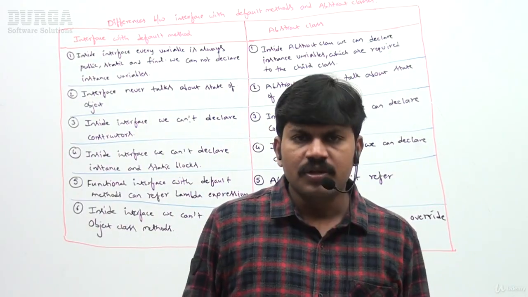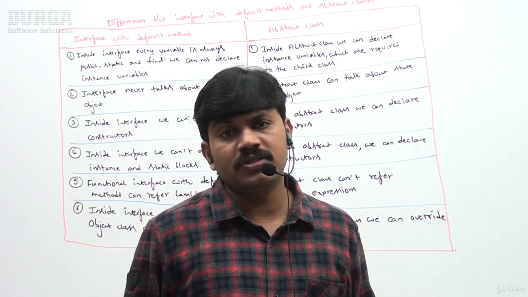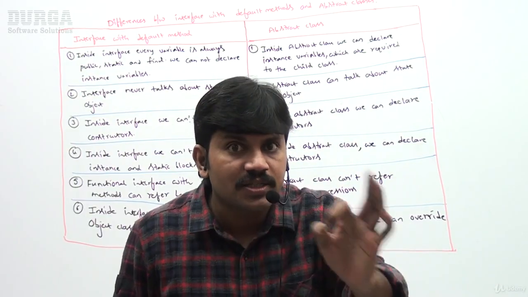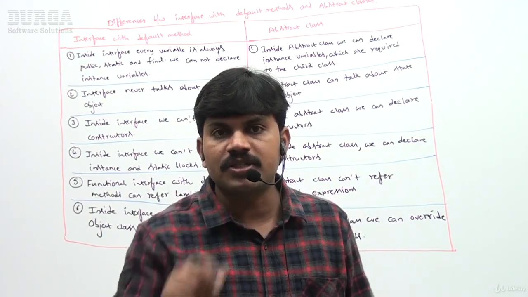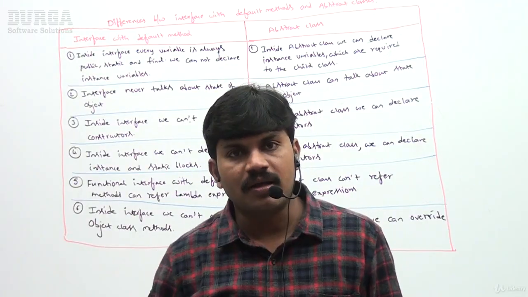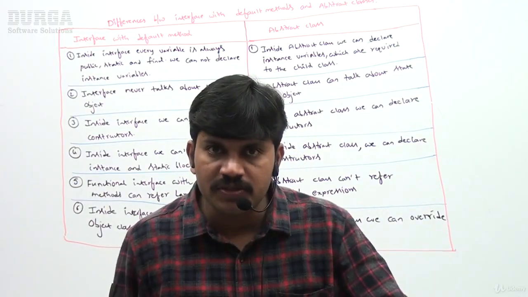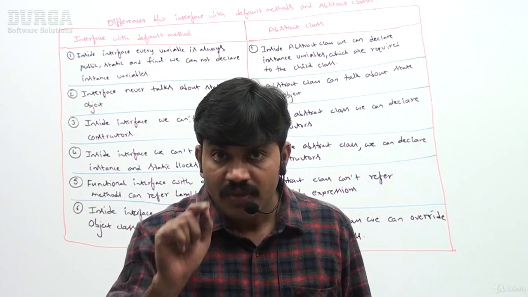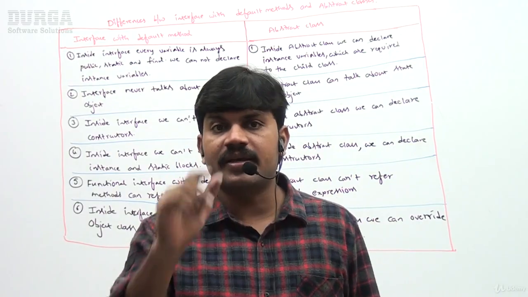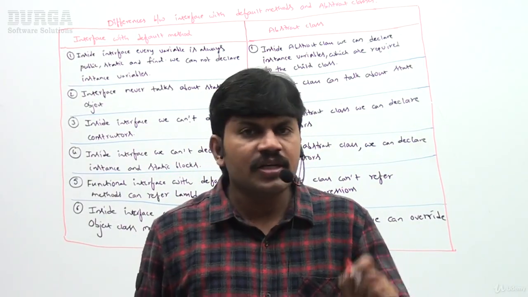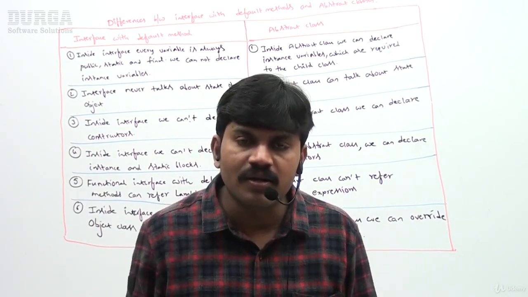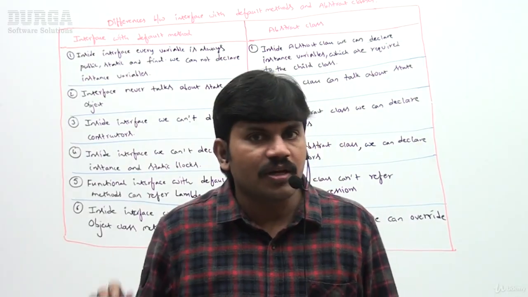Best example: inside an interface, every variable is always public static final. You can't declare an instance variable inside an interface. But inside an abstract class, can I declare an instance variable or not? Yes, which is required for the child class. Next, even if you are adding a default method inside an interface, is it possible to declare a constructor? No, but an abstract class can contain a constructor. Are you getting it? Next, an interface never talks about the state of an object, but an abstract class can talk about the state of an object.